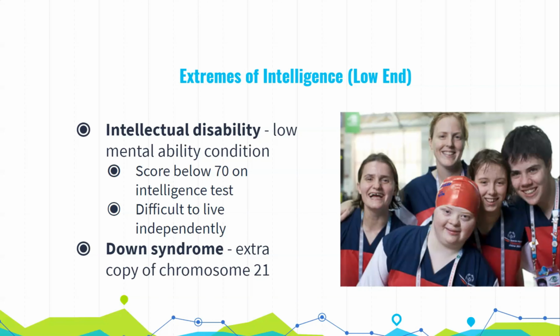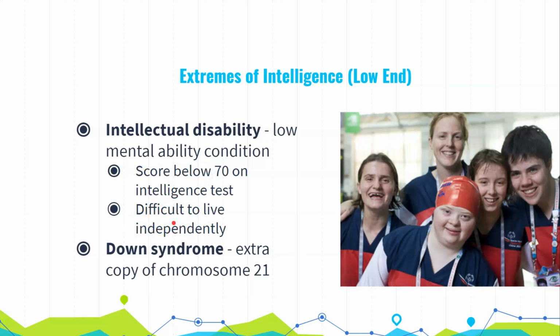Now let's move on to the extremes of intelligence, starting at the low end. There are 2 requirements to be diagnosed with intellectual disability, also known as mental retardation. First, the person must have a low intelligence test score. And second, it must be difficult for the person to live independently.